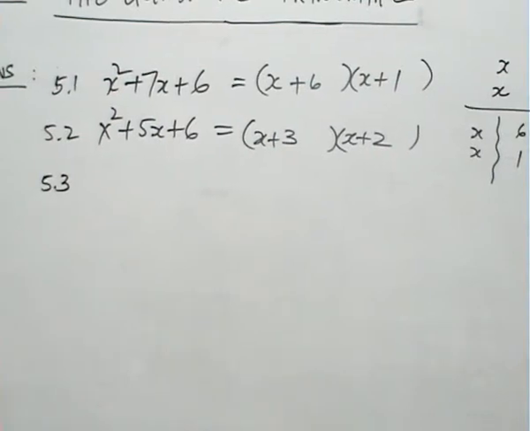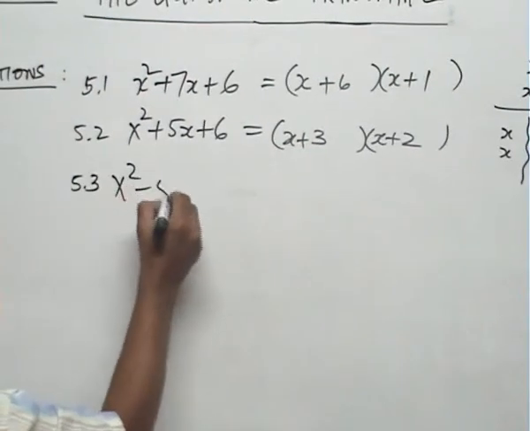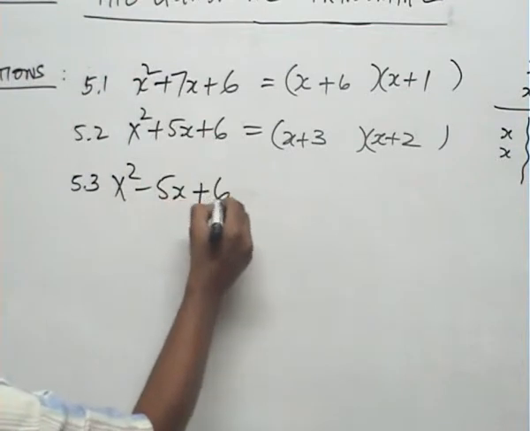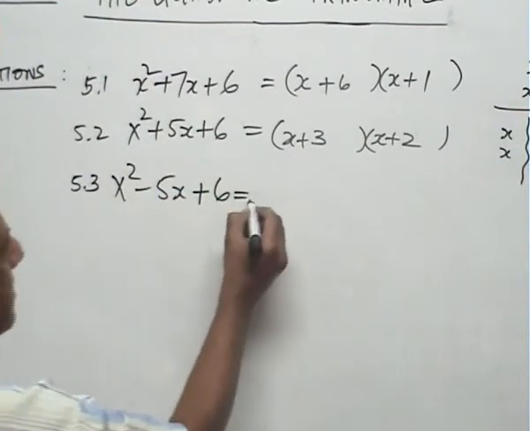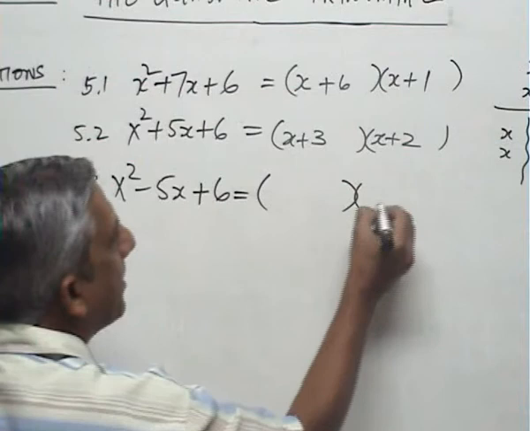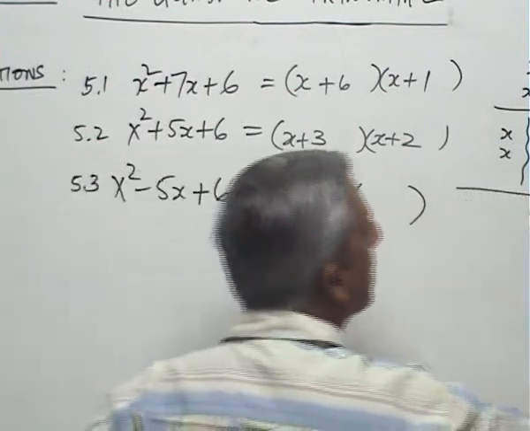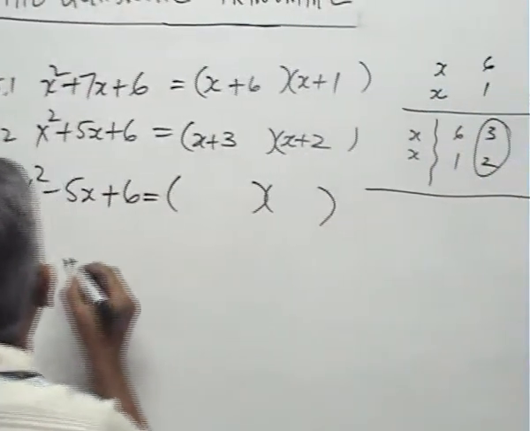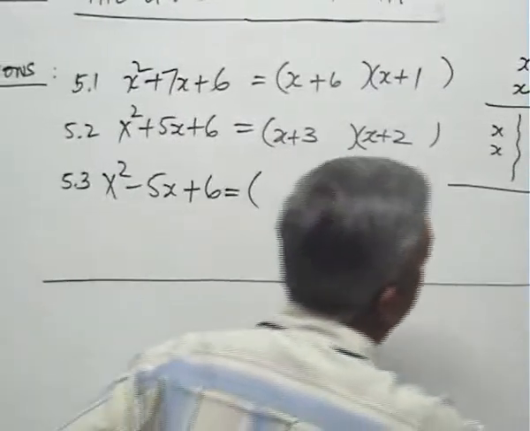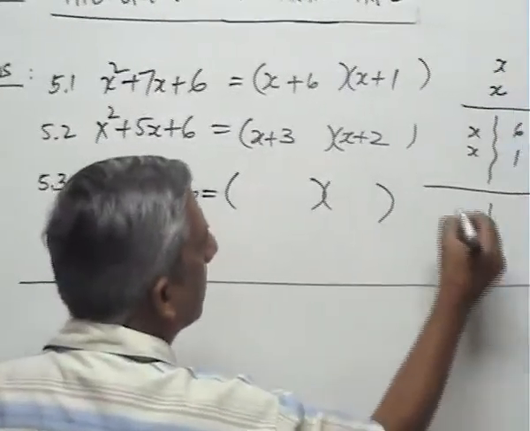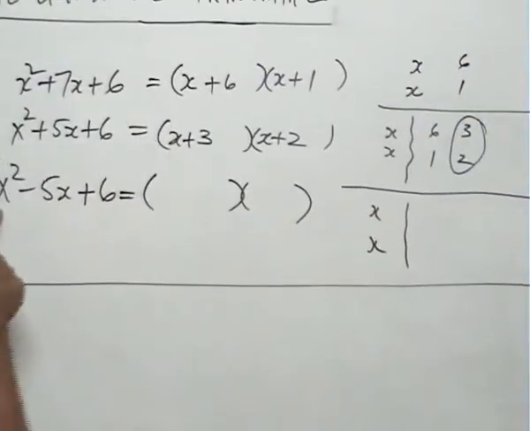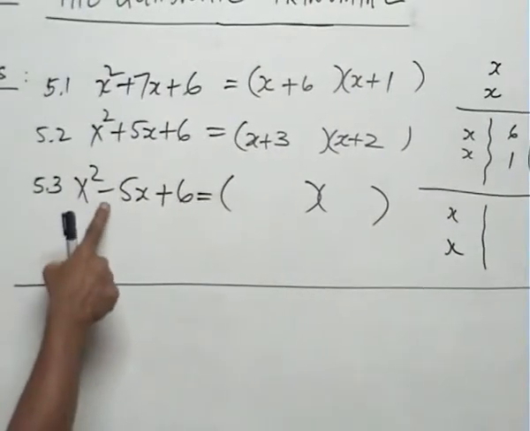5.3. x squared minus 5x plus 6. Right, so we're going to do this a bit slowly to see how you get the answer. Alright, so what I'm going to do is just pull off here. So, you had x and x for that. Now you got a minus here.